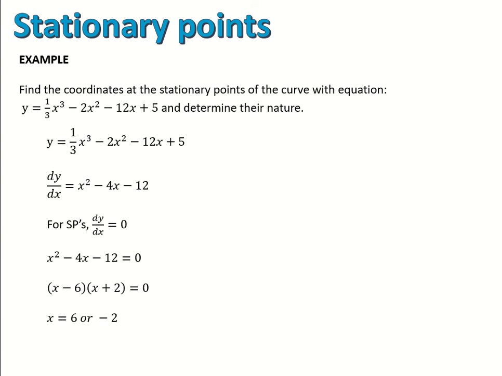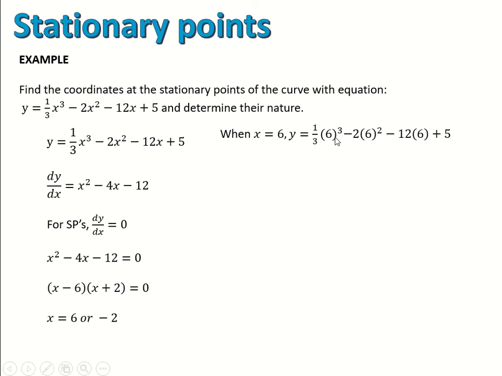So this is where my stationary points occur, but these are the x values of where the stationary points occur. If I'm asked for a coordinate, I also need a y value, okay? So the first thing I want to do is find out what that y value is. So I know that there's a point on this curve when x equals 6. I just need to find what y equals. So I substitute my x for 6, and then I solve it to find out what y equals.